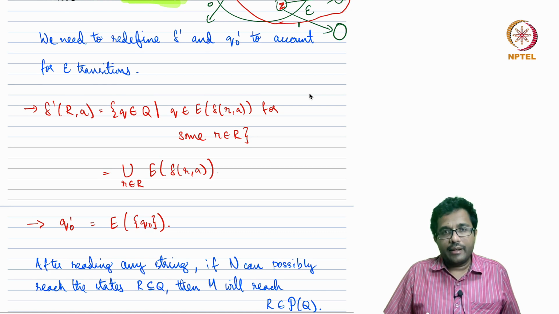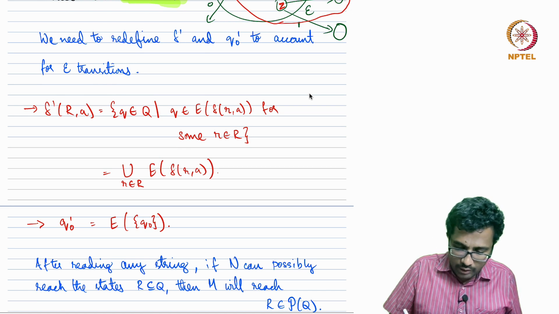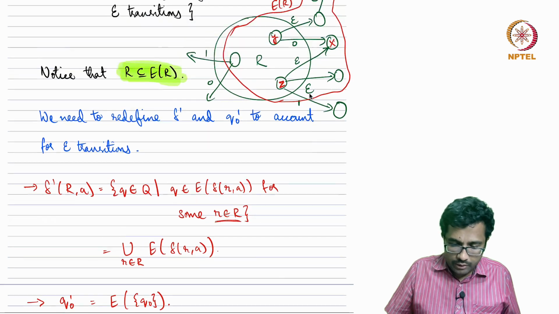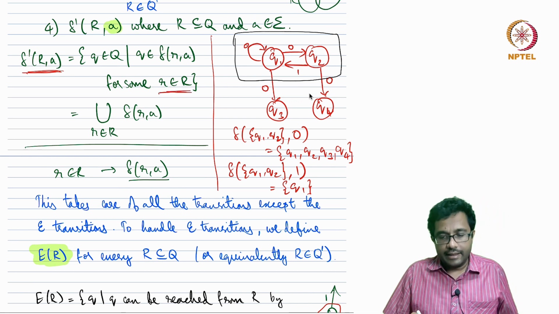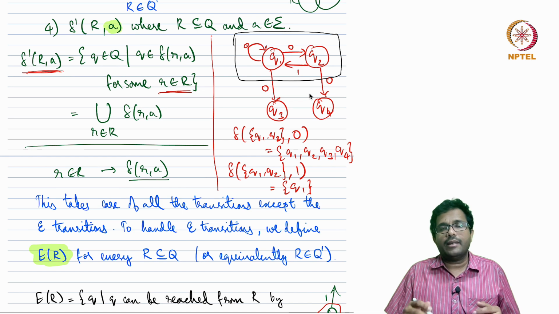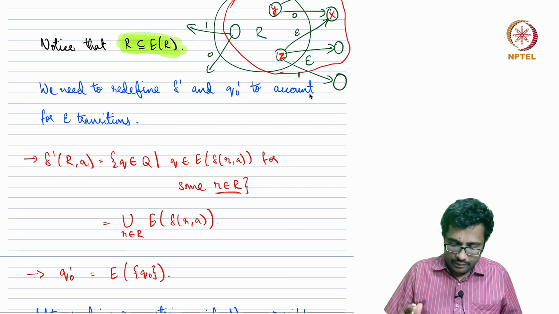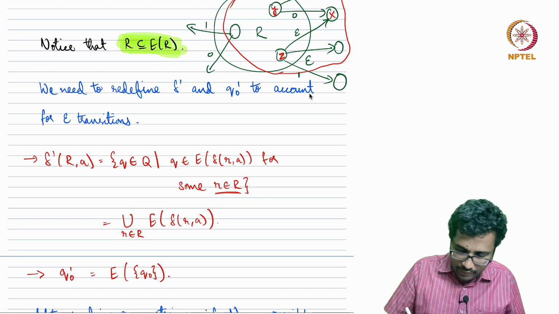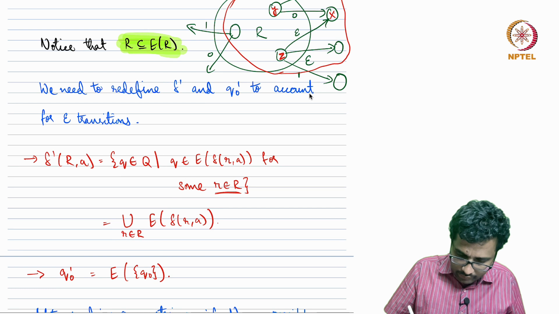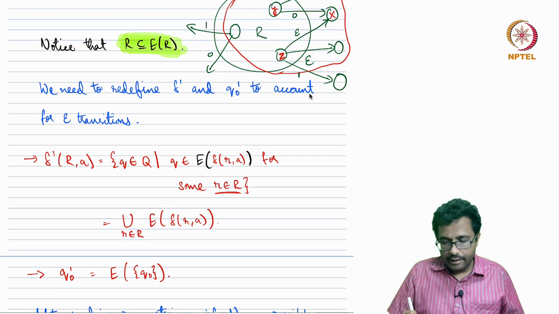So delta prime of R comma A. For each small r in capital R, earlier we took all the states that are in delta r comma A, which is the set of states reachable from small r in capital R using the transition A. Now instead of delta rA, maybe I will use a different color here, I am saying E of delta rA.